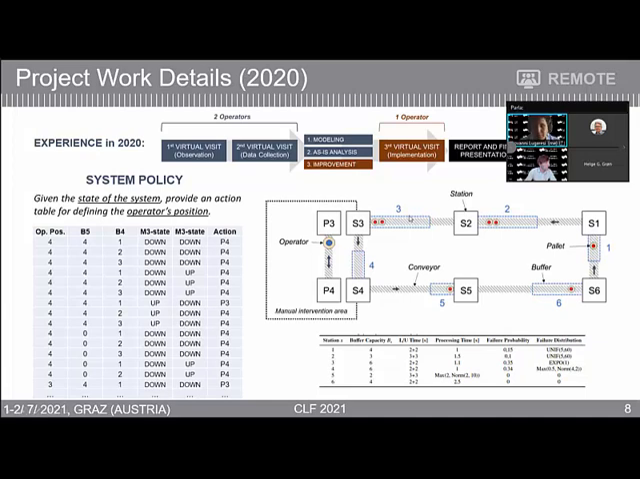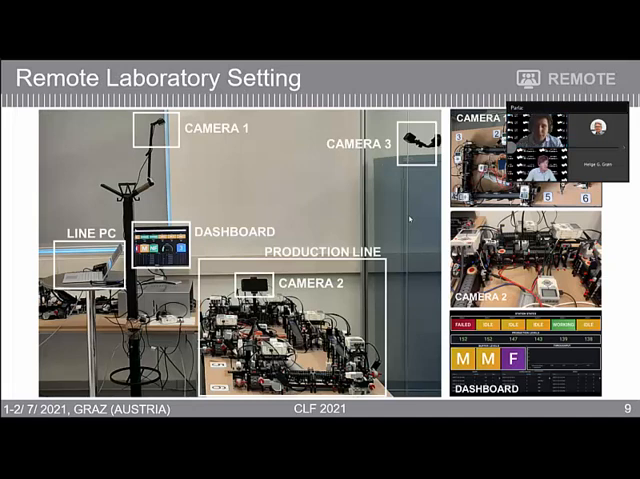So, of course, as I was saying, we had to design a remote setting. This is a sort of recap of how the setting looked in the remote way. We had to install some cameras in the system. We installed 3 cameras so that we were able to give students both an overview of the system and a closer look if they needed to.